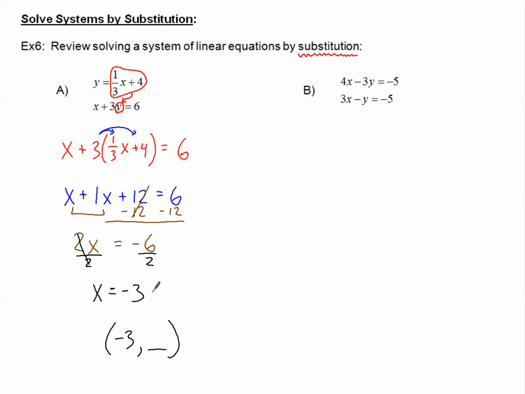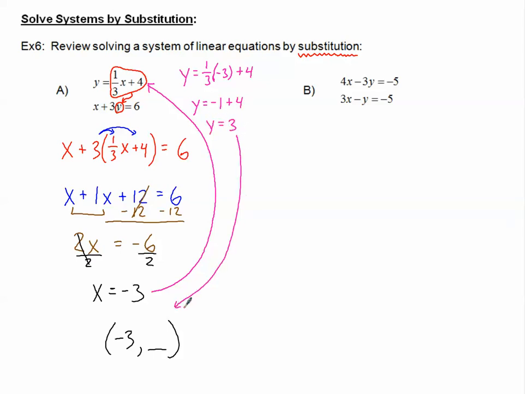I'm going to take this x value and bring it all the way up to the beginning and substitute it into the original thing that I circled. I know that y is equal to 1/3 times whatever x is. If x is -3, then this is 1/3 times -3, and then plus 4. So let's see what this number is. 1/3 times -3 is -1, plus 4, and -1 plus 4, of course, is 3. I'm going to bring that back in here, and I have my y coordinate, and therefore I have my answer of this ordered pair.